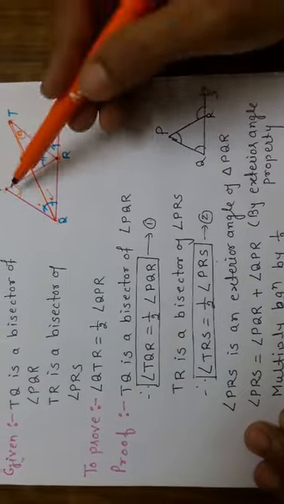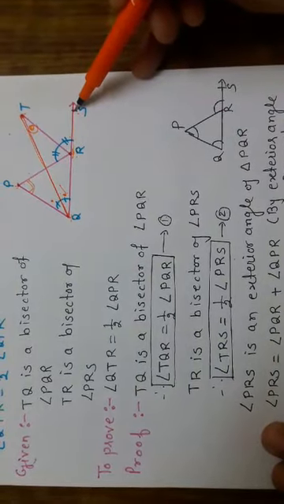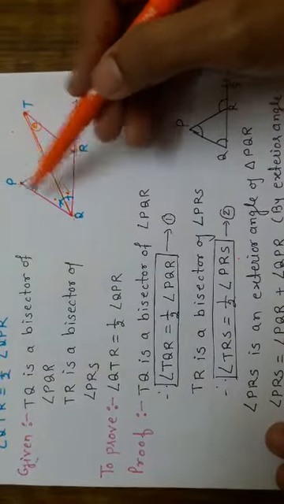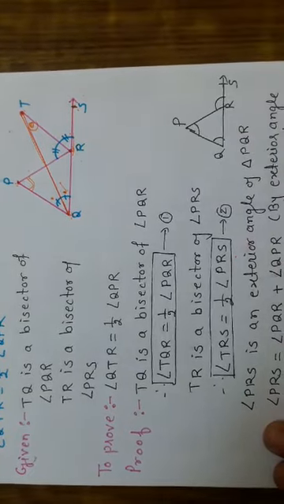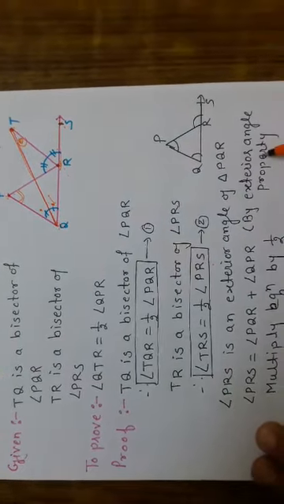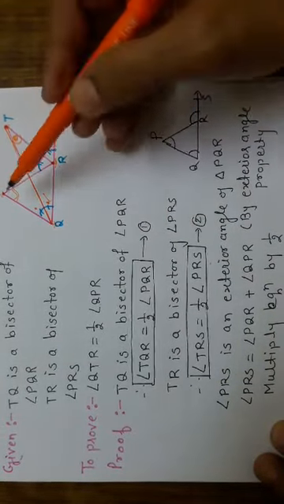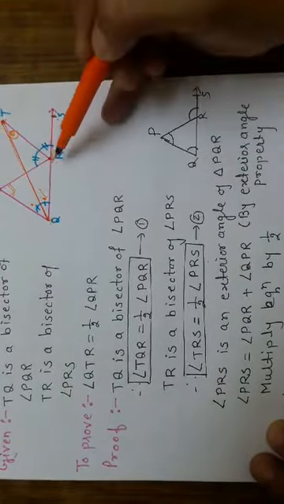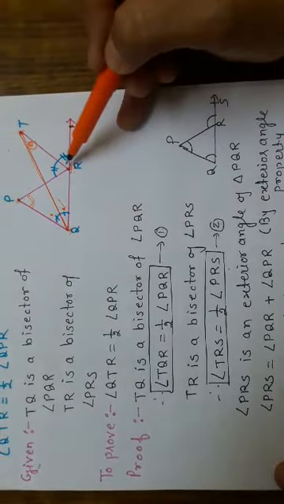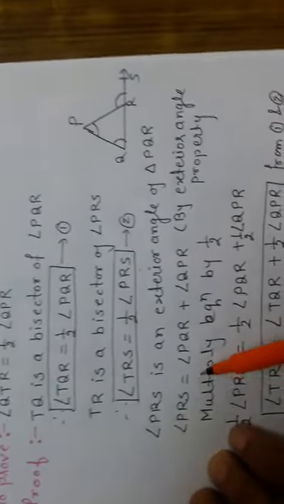Now PRS is the exterior angle of the triangle PQR. So we will use the exterior angle property. Exterior angle PRS is equal to angle PQR plus angle QPR.